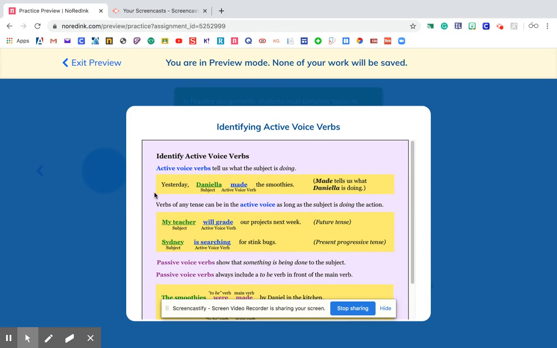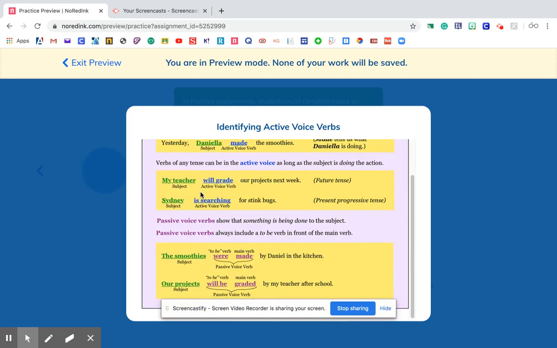So in our first sample sentence, yesterday, Daniela made the smoothies. Daniela is our subject of the sentence. Made is the active voice verb. It's telling us what she's doing. She made the smoothies. Okay.